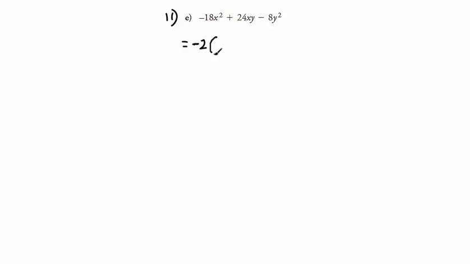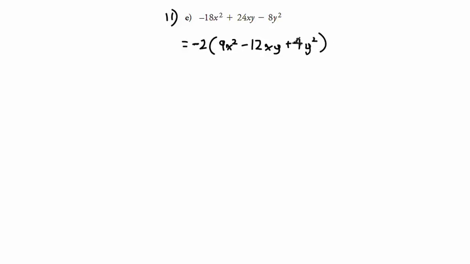So what happens when we do that? We get 9x squared. We factored out the minus 2 from 24xy, so we're really left with minus 12xy. And then minus 2 goes into minus 8 4 times, so that's plus 4, and then there's that y squared.